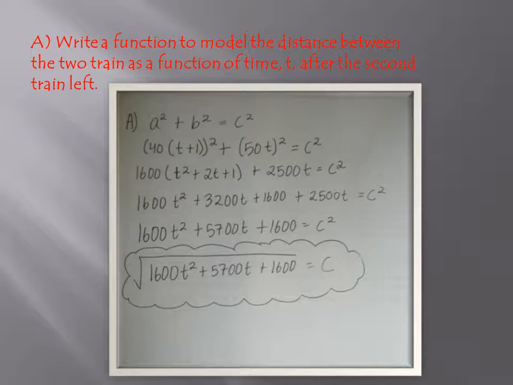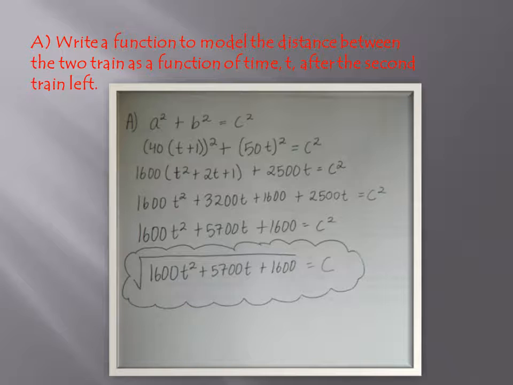Part A asks us to find a function to model the distance between the two trains. Here we can use the Pythagorean theorem, which is a squared plus b squared equals c squared. Plug in the numbers and you get (40 times (t plus 1)) squared plus (50t) squared equals c squared.